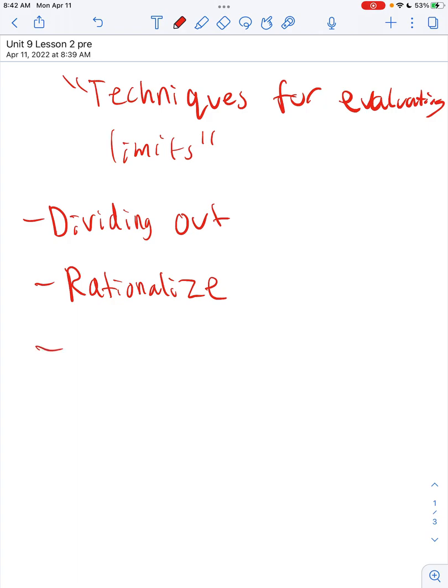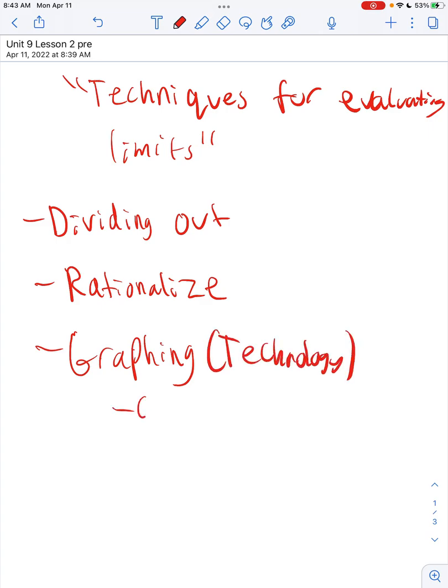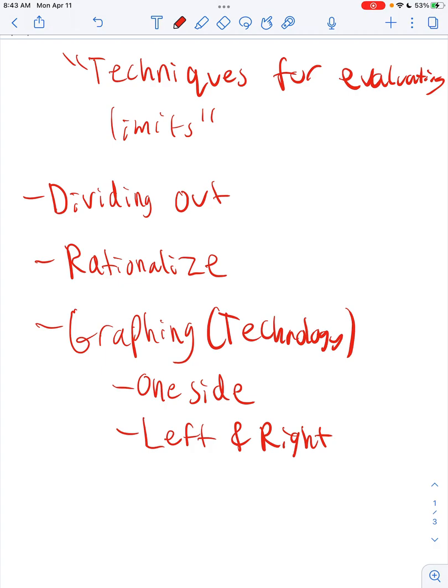Then we talked about using technology to graph and evaluate limits. That also included looking at just one side, so one-sided limits, and comparing left and right limits. So again, looking at the graph, we had a few different ways that we could analyze those. Make sure that you are comfortable with evaluating those.